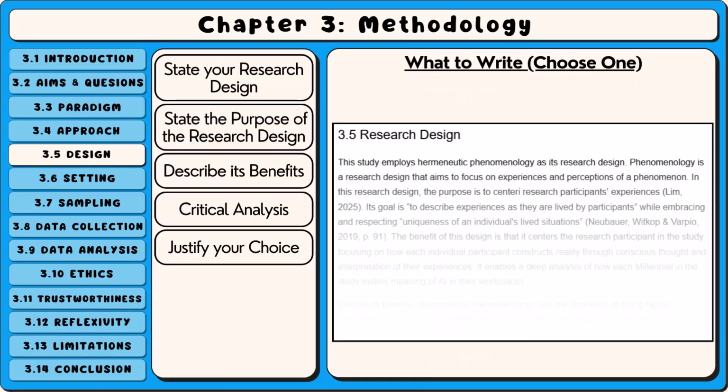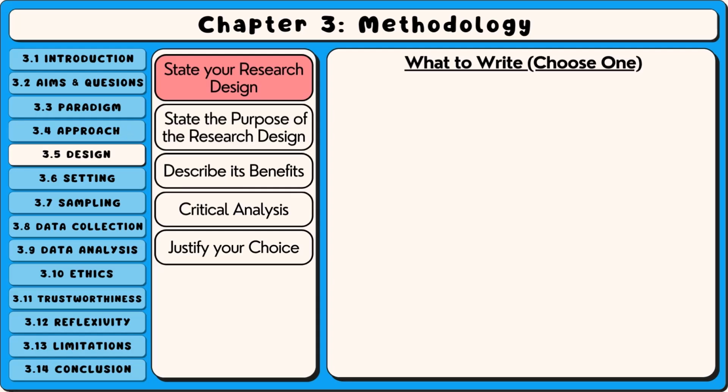So let's look at how to write this section. The first step is to state your chosen research design. Next, state the purpose of the research design, describe its benefits, critically analyze the design, which includes looking at its limitations, and justify why you chose your specific design.